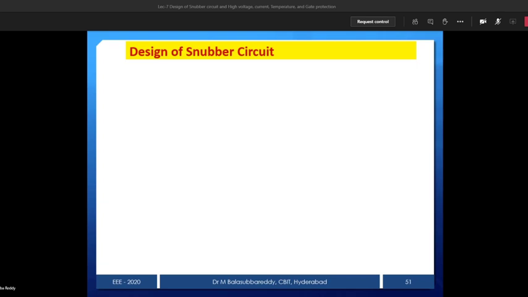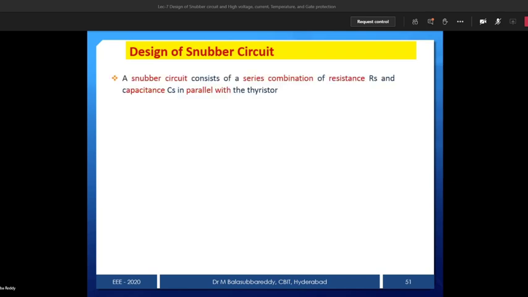To overcome that, we use some protection against dv by dt triggering. For that protection we make use of a series combination of resistor and capacitor. Now we'll see the design part: what elements are required, how to design the parameters, and how to protect against dv by dt triggering. The snubber circuit consists of a series combination of resistor and capacitance in parallel with the SCR.